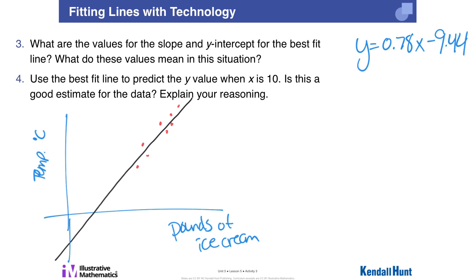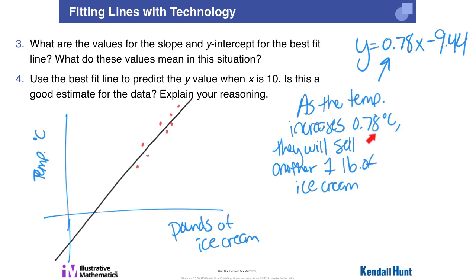In number 3, we're talking about what do the slope and y-intercept mean. So the slope is 0.78, and in our graph right here, we can see that as the temperature goes up, the pounds of ice cream sold goes up. But what the 0.78 means, as the temperature increases 0.78 degrees Celsius, goes up here, that's the rise, they will sell another 1 pound of ice cream, that's the run. And remember, if you write this as 0.78 over 1, then you'll see your rise over run a little bit more clearly.